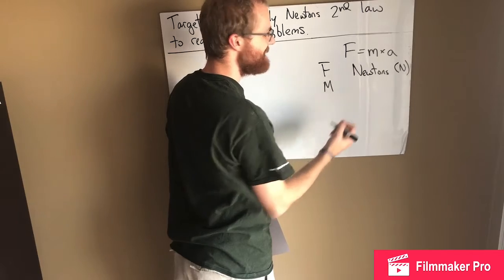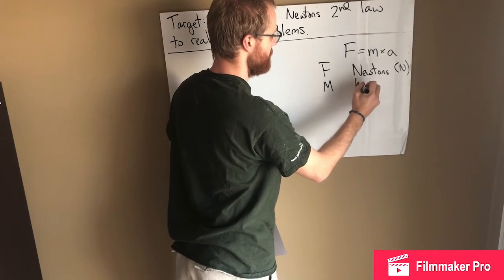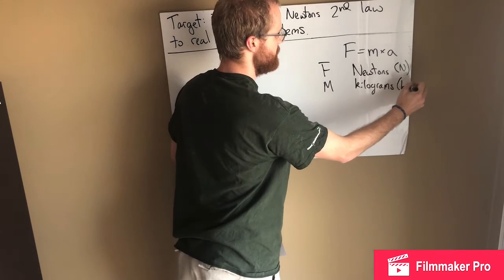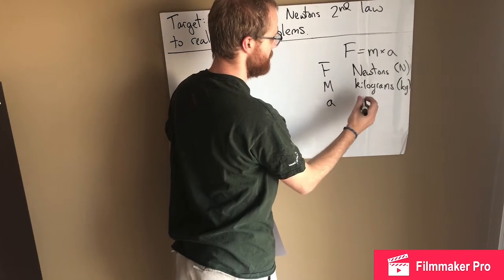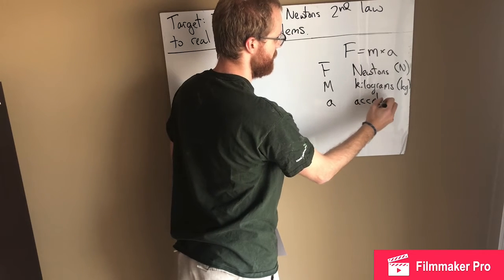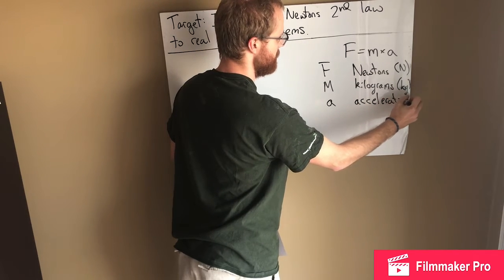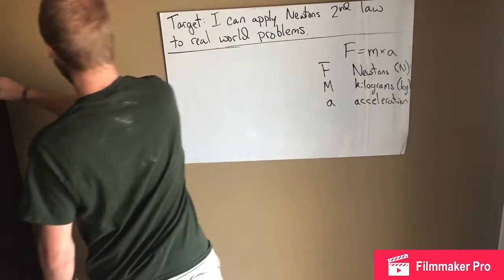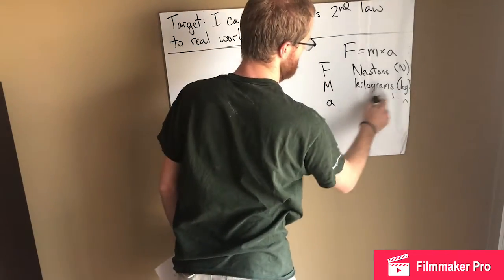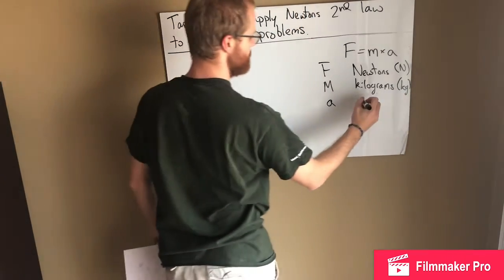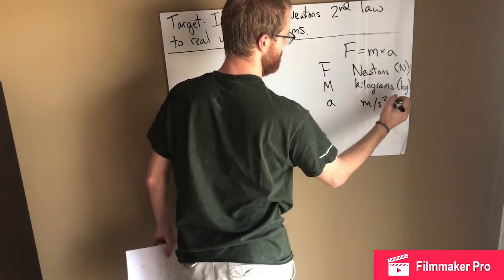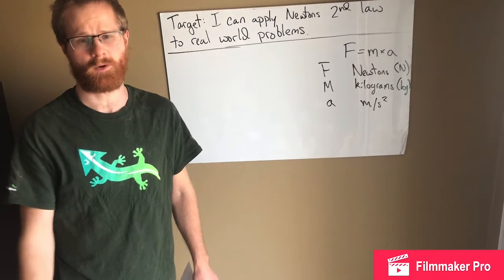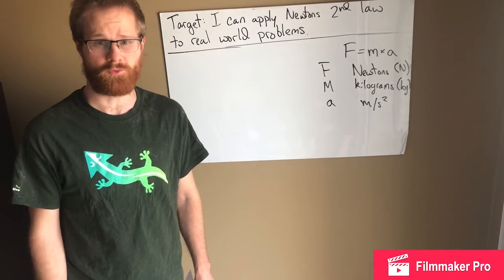Mass is typically going to be measured in units of kilograms, which we abbreviate as kg. And acceleration is going to be just A, and we'll abbreviate its units as meters per second squared. Cool. All right, so let's try an example problem so that we understand how Newton's law works.